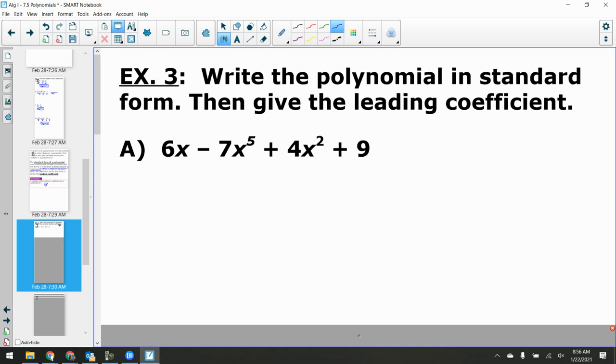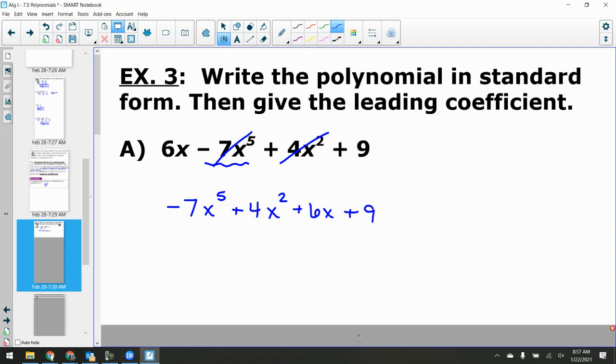Okay. So what's the highest degree? It's 5. So let's put this highest degree first when we write it in standard form. Negative 7x to the 5th should come first. What's the next highest degree? 2. So we'll put the 4x squared next. Okay, we've gotten this one out of the way and then this one. What's the next highest? Well, the 6x, and then we'll write the 9.